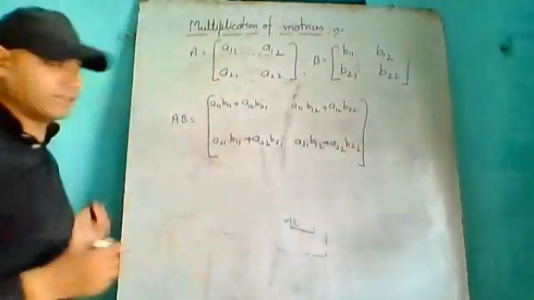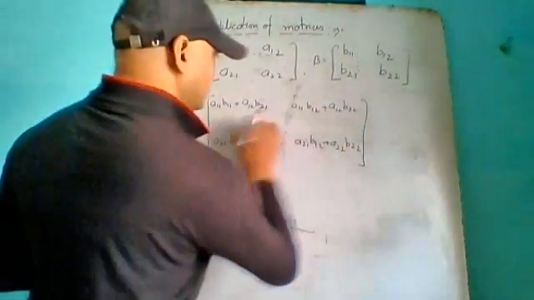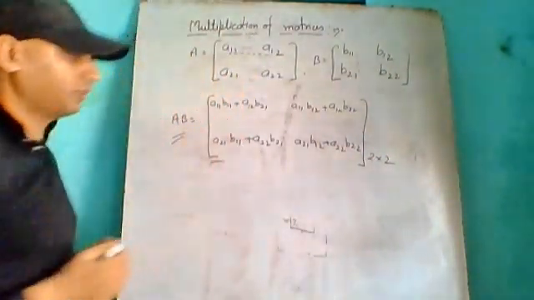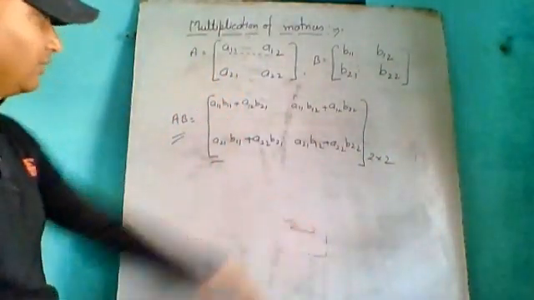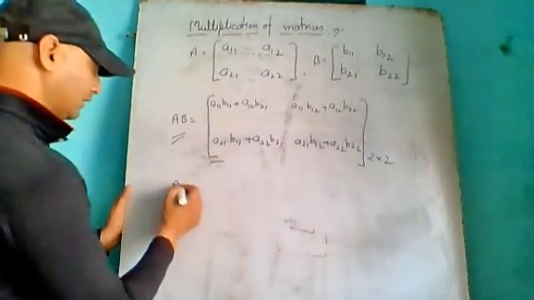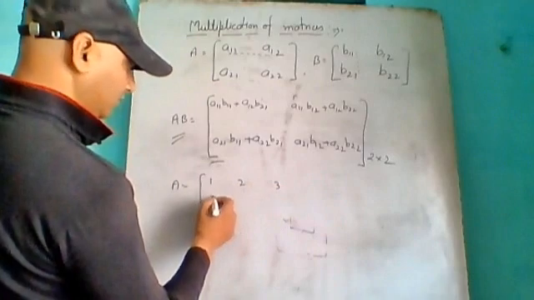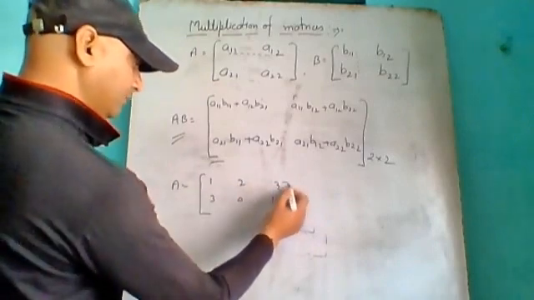This is a multiplication of two matrices and the order is 2 by 2. Right? This is a multiplication of two matrices. For example, हमको example और ले लेते हैं. Suppose that A is 1, 2, 3, 3, 0, 1.